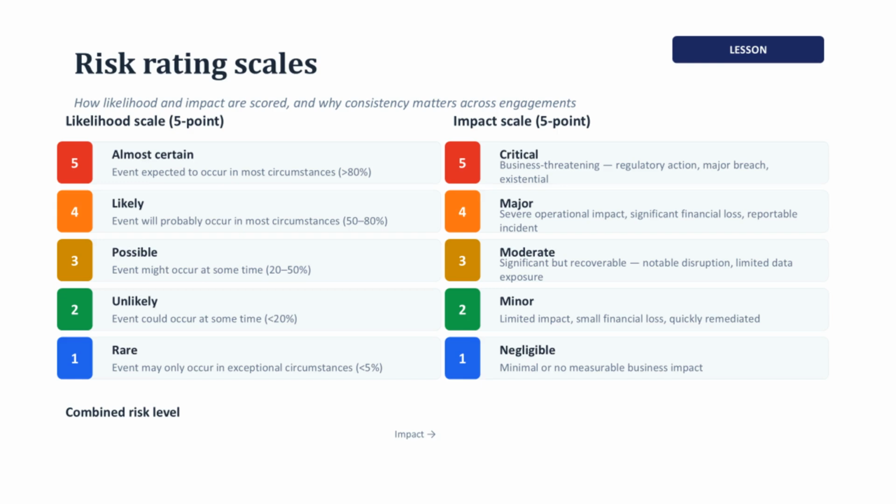So now the 5-point likelihood scale, you can see here 1, 2, 3, 4, 5. So we have 5 levels here. The fifth one is almost certain, which means this is happening or will happen very soon. Think of a company with no firewall and an internet-facing server with a known unpatched vulnerability. Someone is almost certainly already attempting to exploit it.